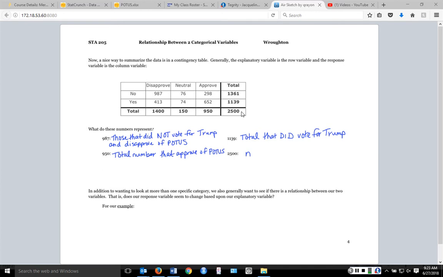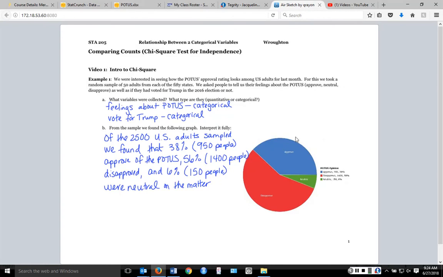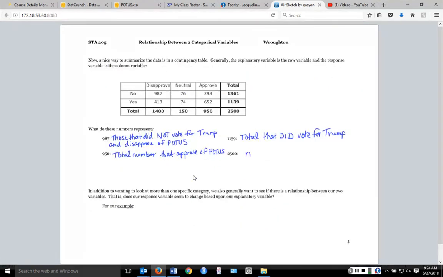Now, these numbers that you see in this table should not seem too surprising. Let's actually first look at this last row that we have here. Of our total of 2,500 people that we sampled, 1,400 disapproved, 150 were neutral, and 950 approved. Well, where did we see that? If I go back to my StatCrunch, this was our pie chart that we created just based upon their feelings about the president. So this is where I see my 950 approved, 1,400 disapproved, and 150 were neutral. Where I saw that in the actual note handout was on the very first page. This initial pie chart had those exact same numbers on it. So let me label that. This last row was our initial pie chart that we had on page 1.